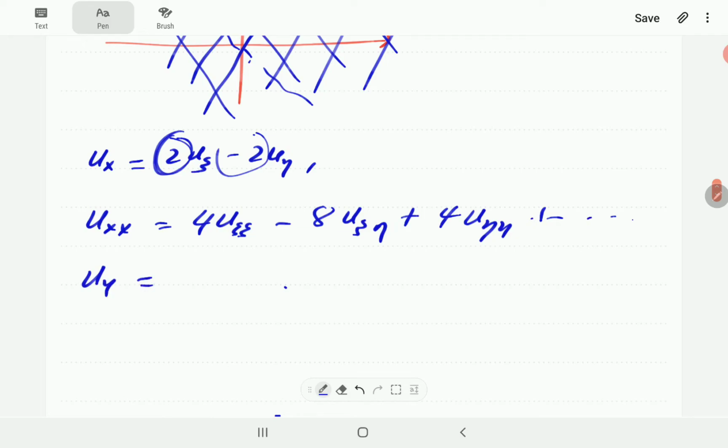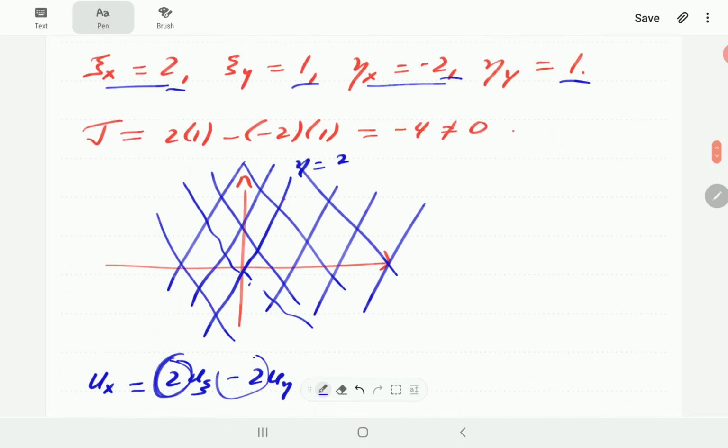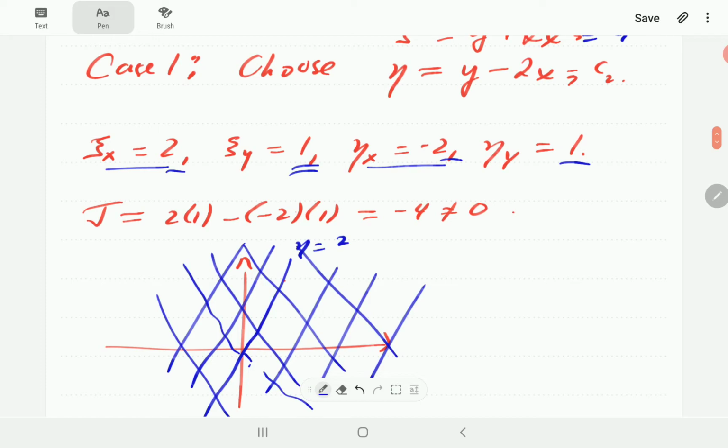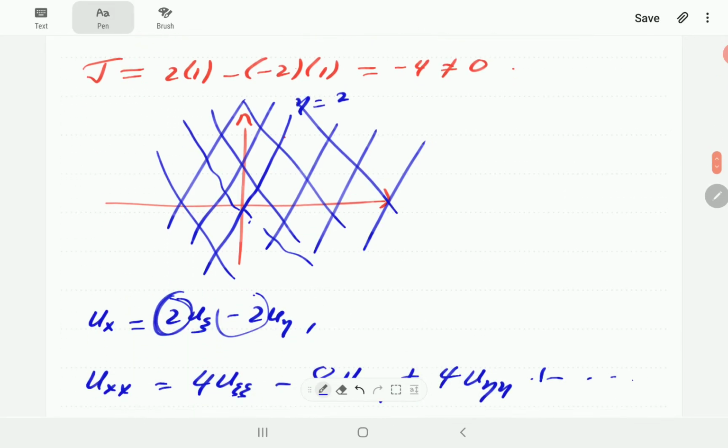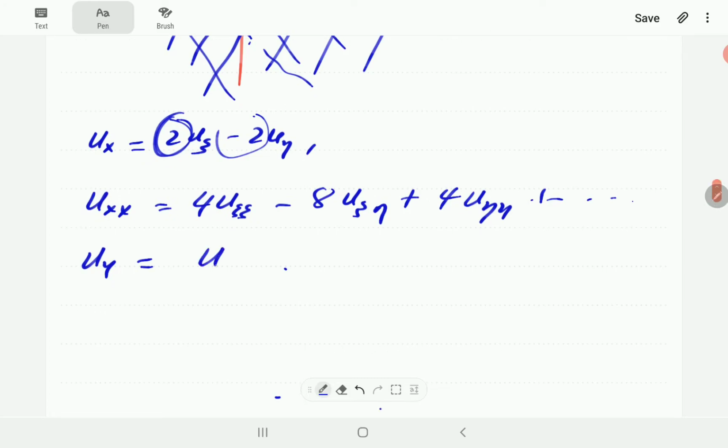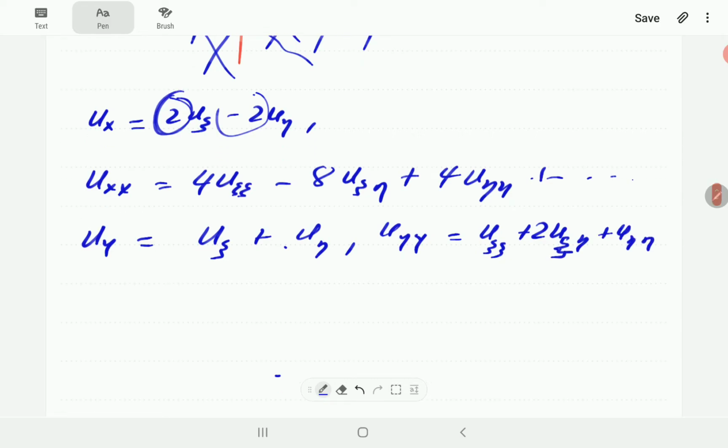Then u_y is going to be this term times u_xi plus this term times u_eta. So that is going to be simply u_xi plus u_eta. That means u_yy is going to be u_xixi plus 2u_xieta plus u_etaeta.